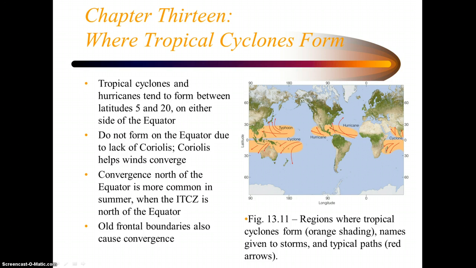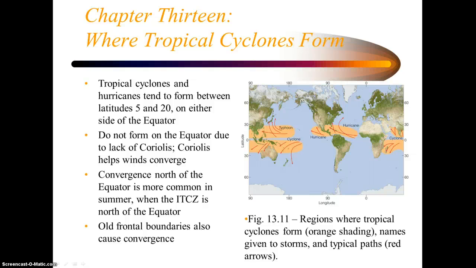Tropical cyclones tend to form on either side of the equator between latitudes 5 and 20. They don't form right on the equator because there's no Coriolis effect on the equator. The Coriolis effect helps the winds converge, so you need Coriolis for the formation of a tropical cyclone. They tend to form north of the equator because in the summertime, the intertropical convergence zone is north of the equator in northern hemispheric summer. And of course, they tend to form in southern hemispheric summer also, when the intertropical convergence zone is south of the equator. That, of course, would be during our winter.